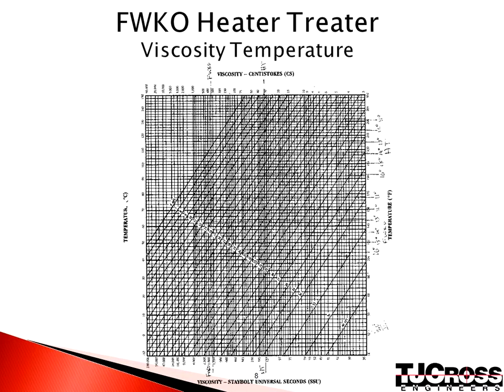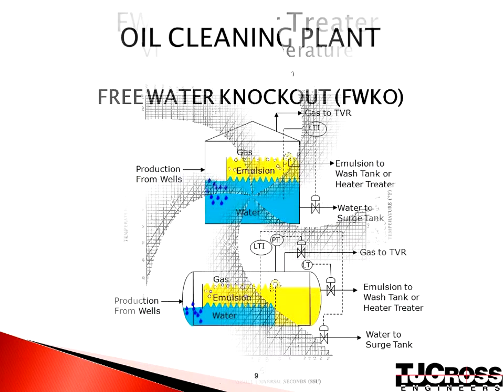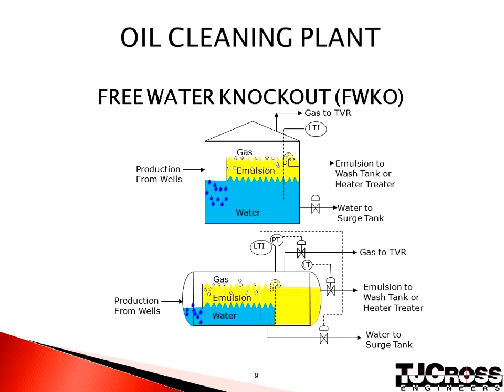The free water knockout and heater treater vessels are sized based on oil viscosity and temperature using this API chart. Free water can either be separated using a tank or vessel, depending on the inlet properties of the production. Lighter oil can usually be separated using an atmospheric pressure, while medium and heavier oils require a pressurized vessel and sometimes additional heat. In either case, the tank or vessel have internals to aid in further separation. The water drops to the bottom and is sent to a surge tank. The emulsion is skimmed and sent to a wash tank or heater treater for further treatment.